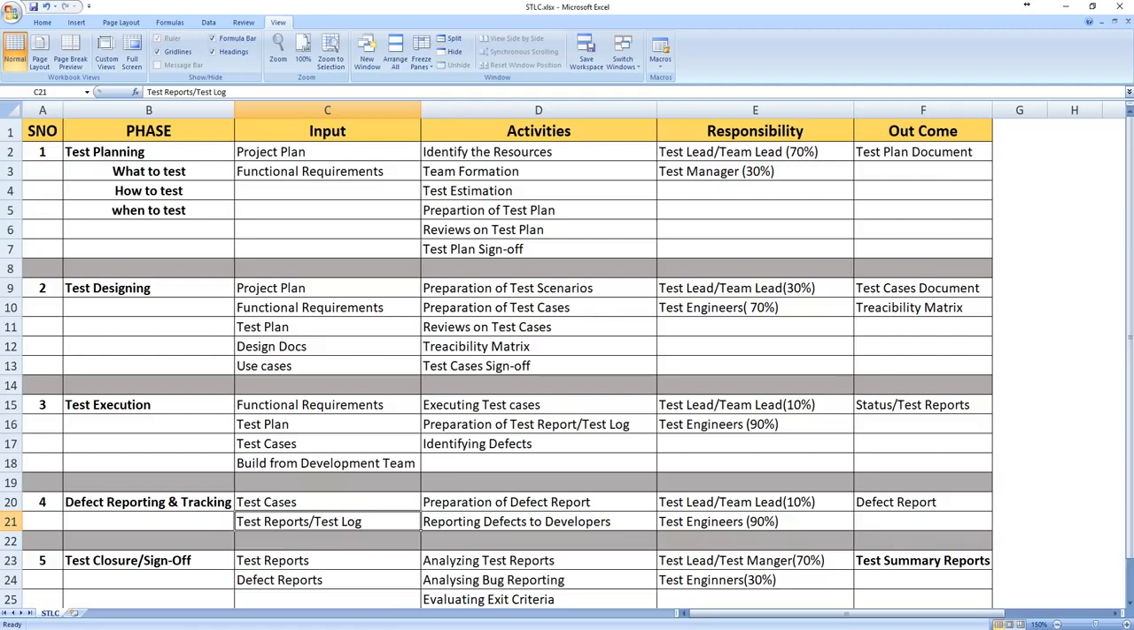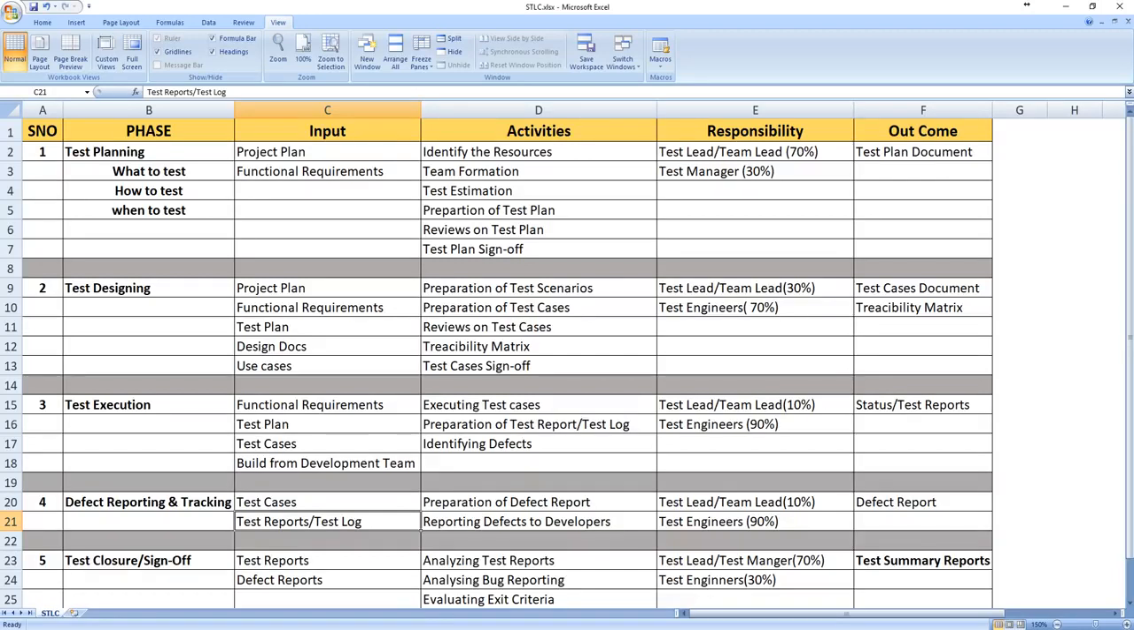So we need to prepare our defects, but nowadays we are not following documentation like Excel sheets and MS Word documents. We have automation tools, so through these tools, we can directly report the defects. So preparation of defect reports and reporting defects to developers, these are the two main activities during defect reporting and tracking, right?